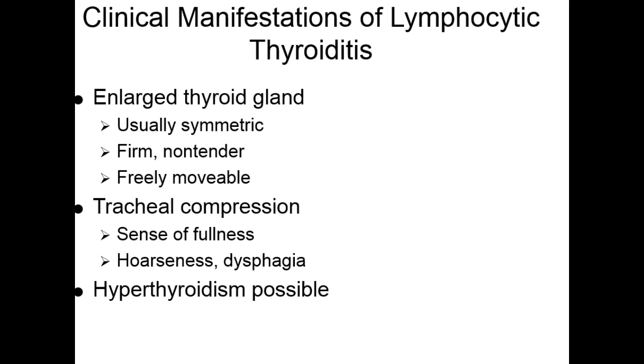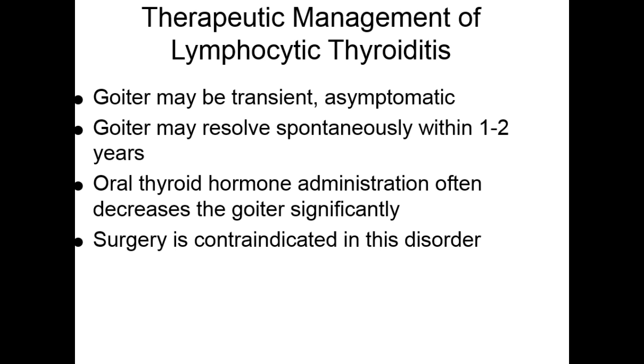And again, if you feel the trachea, if you palpate the trachea, you see a kind of fullness. Sometimes they'll complain of a fullness in their throat, not really difficulty swallowing or anything like that. It just feels full in there, hoarseness and dysphagia, and hyperthyroidism is possible. Goiter may be transient, asymptomatic. It may resolve spontaneously within 1 to 2 years. Sometimes oral thyroid hormone administration often decreases the goiter significantly, but usually surgery is contraindicated in this disorder.